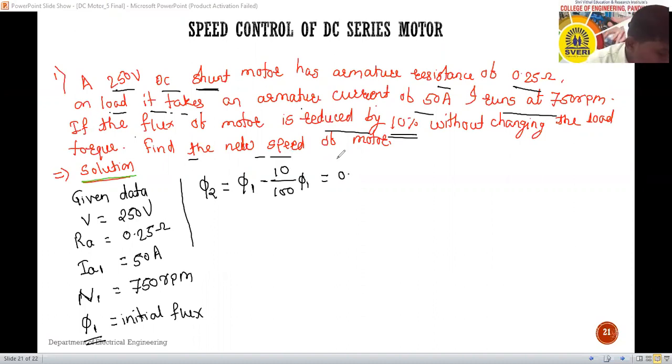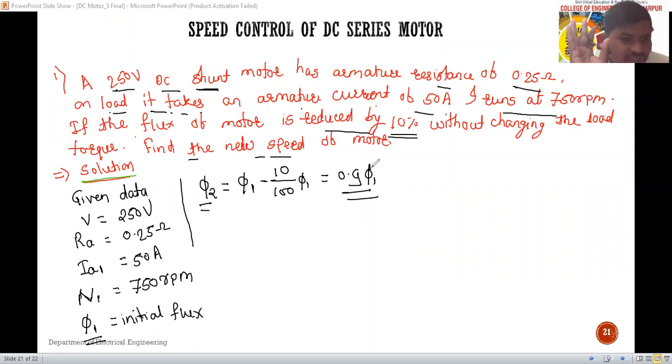Okay, so it becomes... how much is left? 0.9 of phi1, right? Yes. See, initially the flux was phi1. Then 10% was reduced, which means 90% remains. Getting it? That means 90% flux will be present. So we can write phi2 equals 0.9 of phi1, that is 90% of phi1. 90% of phi1 flux is present.